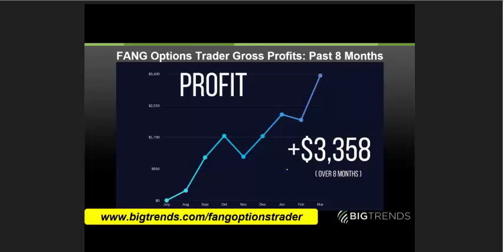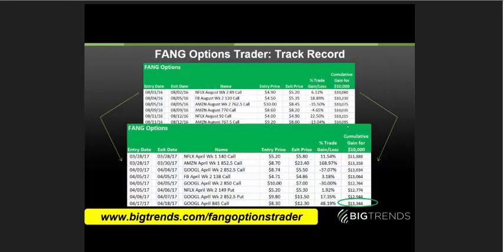But the overall growth in that first phase, from 10K up to about 13,344, would be 33% in about 8 months, gross profit. Take your commissions into account, but it shouldn't be costing you too much, especially if you're only doing 1 or maybe 2 contracts in and out. So it's just one time in, one time out, keeping it really, really simple.